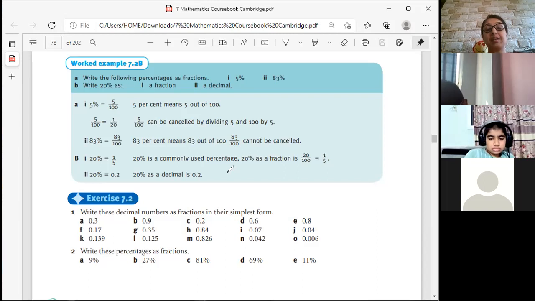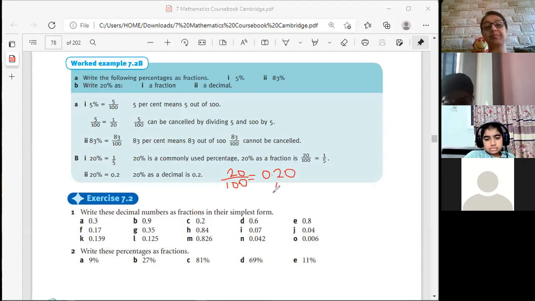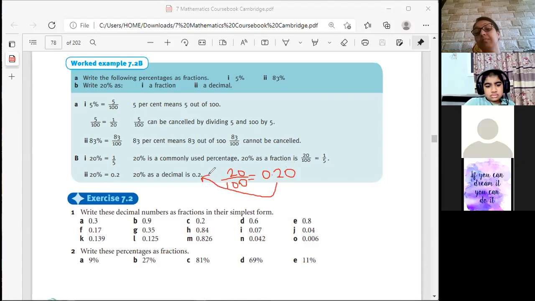Yes. See, 20 upon 100, if I have to write it as a decimal, because I've got 2 zeros down, my units after the decimal are going to be 2, correct? So 20 upon 100, if I have to write it in the decimal form, I'm going to write it as 0.20. And it can also be written as 0.2. Do you get it? Yes, ma'am. Any doubts here, Advait?